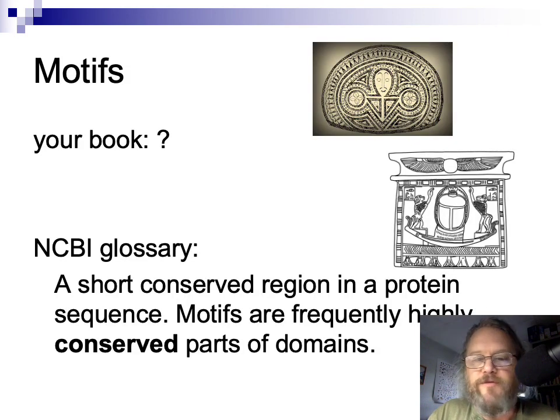Motifs, your book doesn't define them, unfortunately, but that's, again, a short conserved region in a protein. Conserved means what? It means that in other species, you'll find the same sequences. So conserved, we're typically meaning that it's a comparison among different species, and we find that the sequence is largely the same. Motifs are frequently highly conserved parts of domains. Okay, so we have domains, and then we have motifs within domains.